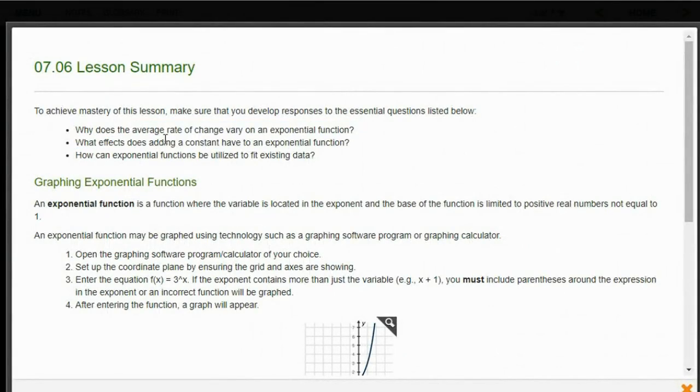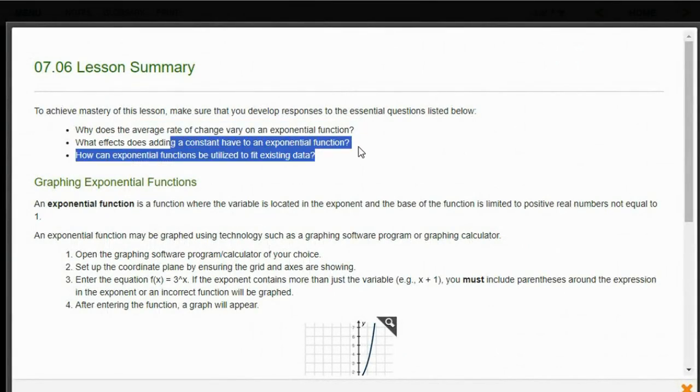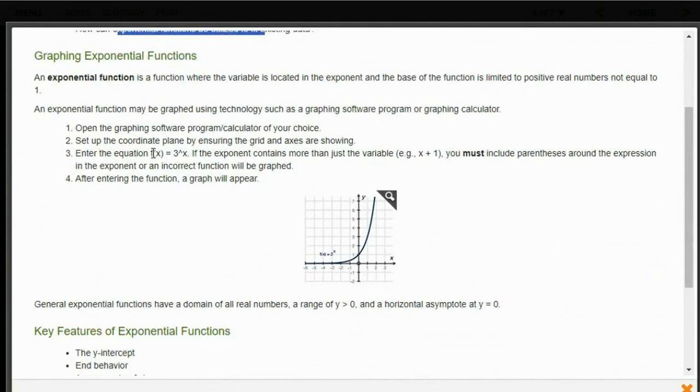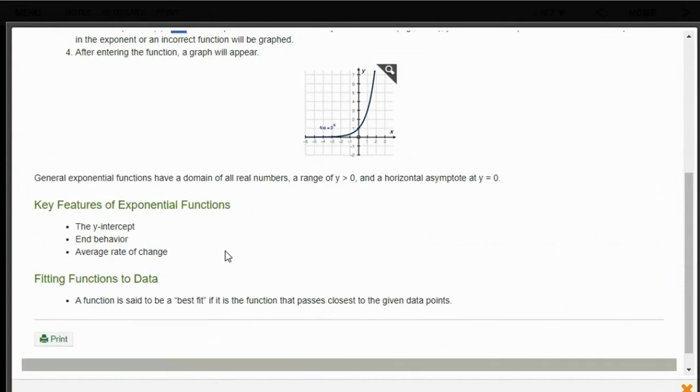What effects does adding a constant have on an exponential function? That's those up and down, left and right translations. And how can exponential functions be utilized to fit existing data? This talks about how to graph 3 to the x. And the key features are the y-intercept, end behaviors, and finding the average rate of change. And a function is said to be best fit if the function passes closest to the given points.